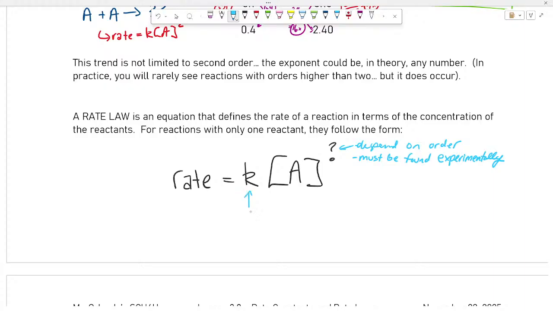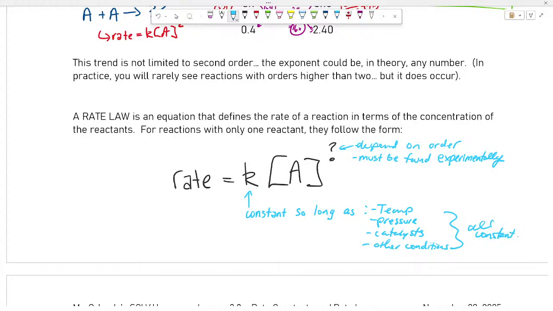And again, remember, this is constant so long as temp, pressure, catalysts, other conditions are all constant. So as soon as you change any one of those, the K value is going to change. Does that make sense?